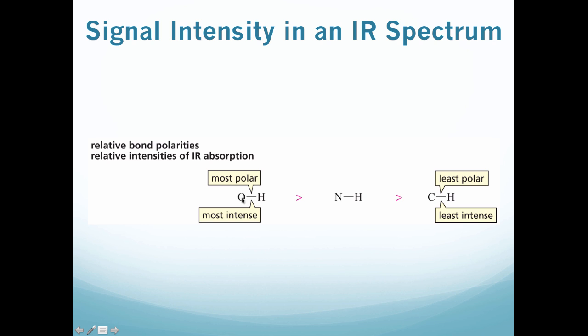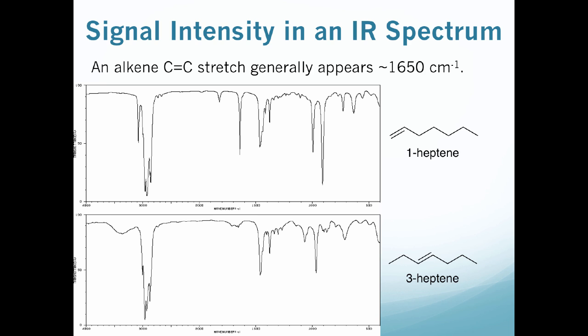So if we want to compare XH bonds, whether it be oxygen, nitrogen, or carbon-hydrogen bonds, if we have a more polar bond, so OH is more polar than NH, which is more polar than CH, well, this stretch corresponding to the OH is going to be more intense than the NH. And then the stretch corresponding to the carbon-hydrogen bond is going to be the least intense because it's the least polar.